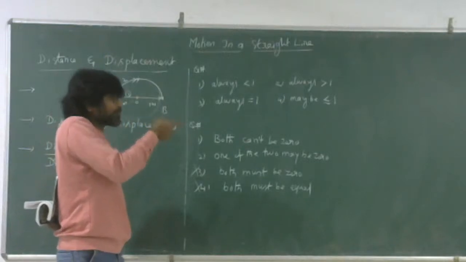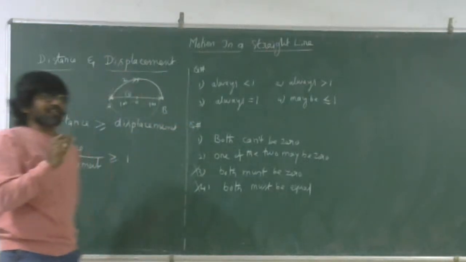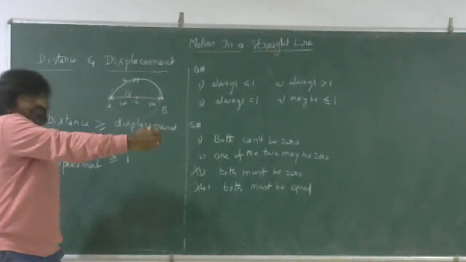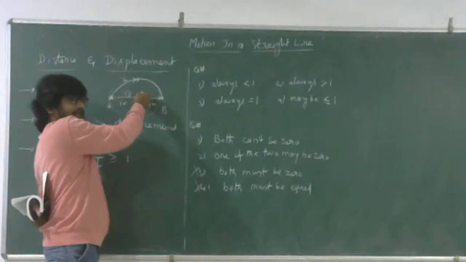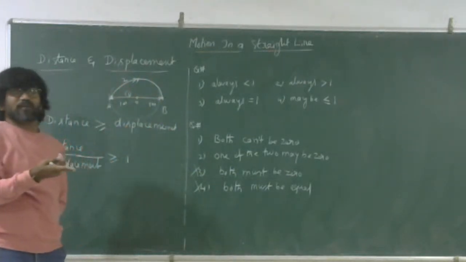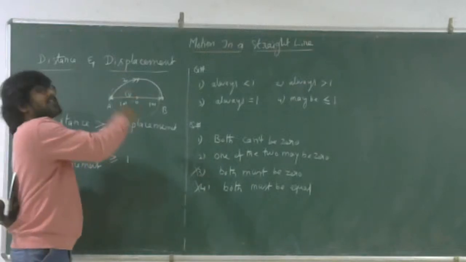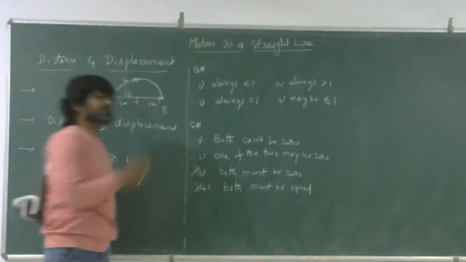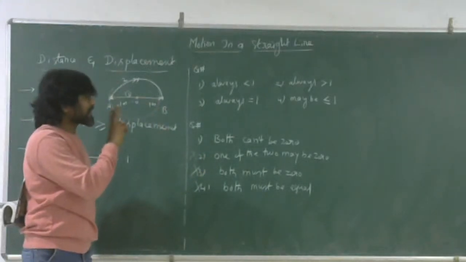One of the two may be 0? No, sir. It is mentioned that the position is changed from initial to somewhere. If it is brought back to the same point, displacement may be 0, but this change means there should be some displacement and some distance. So this also can't be correct. So both can't be 0.